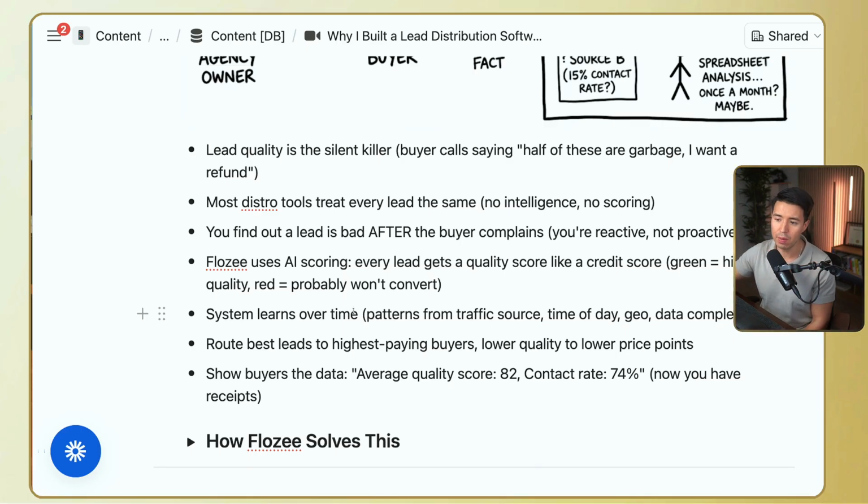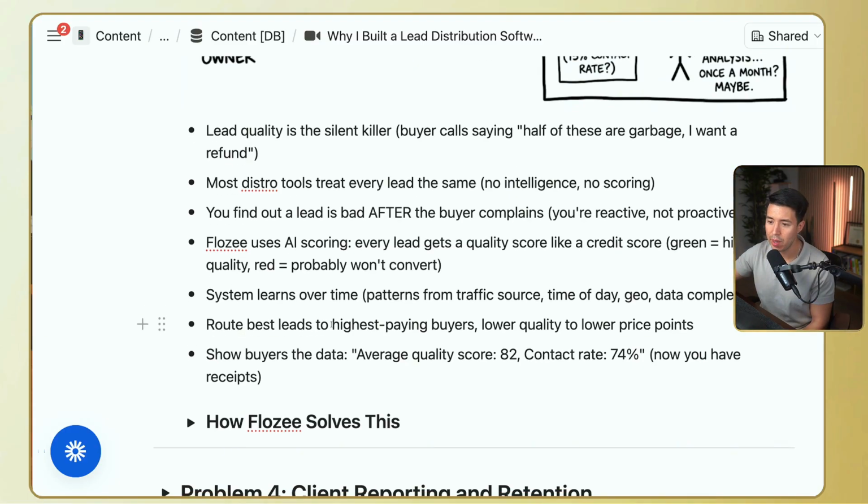So the system learns over time, patterns from traffic sources, time of day, geo. You route the best leads to your highest paying buyers. So lower quality to lower price points. You can even charge more, like a higher fee, for higher quality leads. You can show buyers the data. Average quality score is 82 or contact rate 74. Now you have receipts. All right.